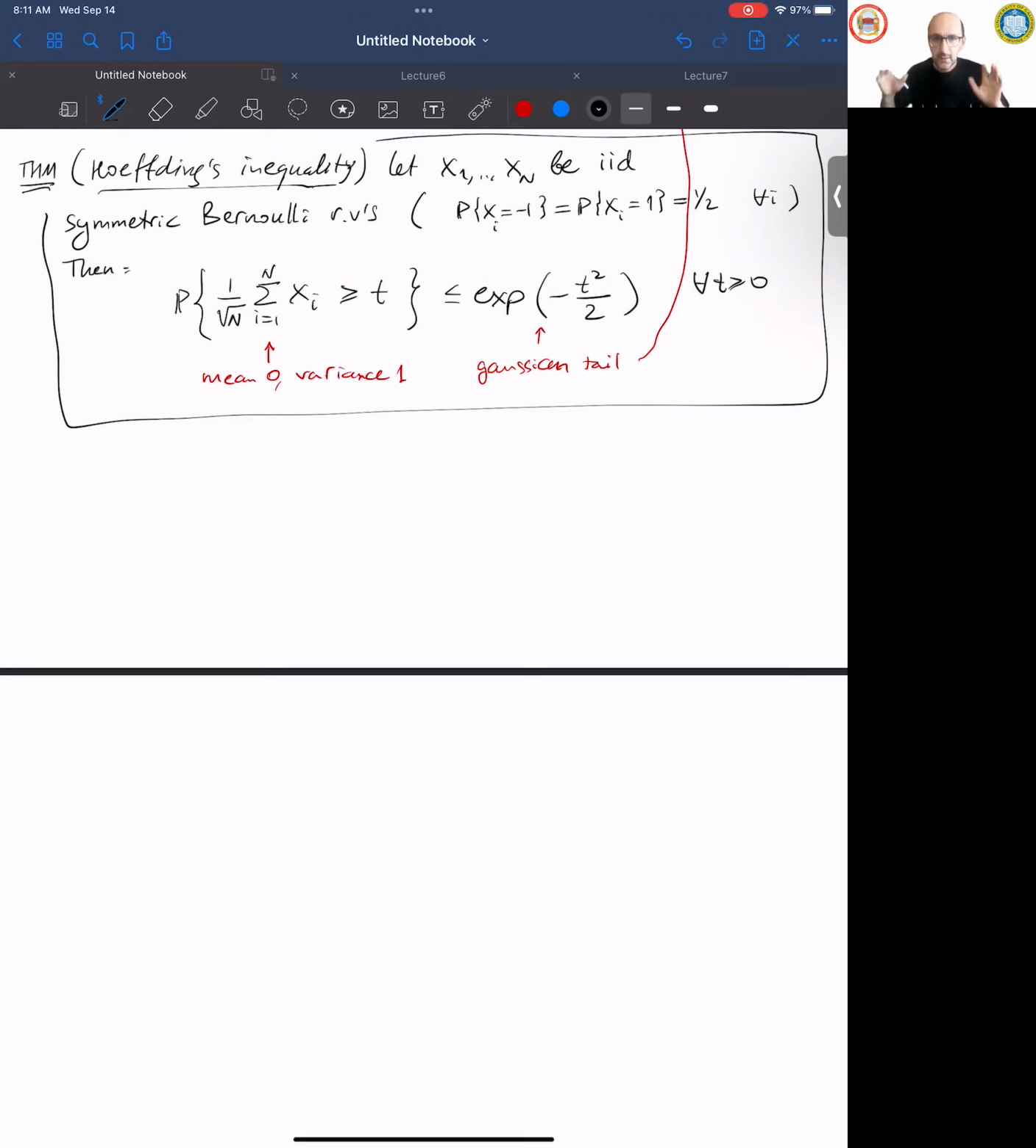Good. Okay, the proof is very important and very useful. Apart from this particular theorem, it's just a very useful tool. So you want to pay even more attention to the proof than to the result itself. The proof is by the MGF method that we will learn now. MGF stands for moment generating function.